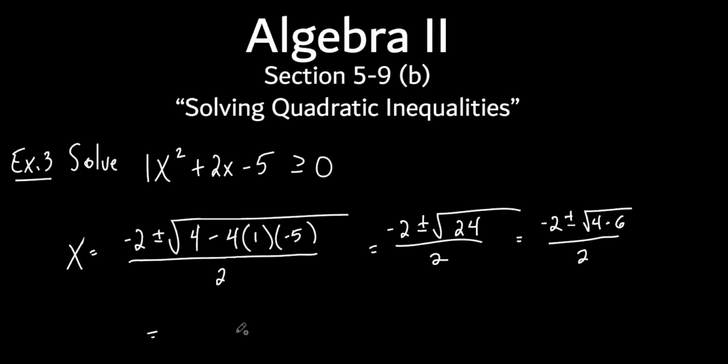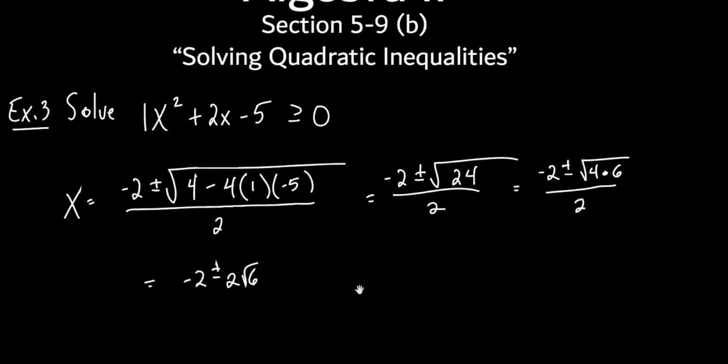Let's continue this. It's -2 plus or minus the square root of 4 times 6. So it's the square root of 4, which is 2, and then the square root of 6, I can't do anything else with it, so I just keep it as the square root of 6. And this is all over 2. With me? All right. So watch what we get. We get -2 over 2, plus or minus 2 square root of 6 over 2.